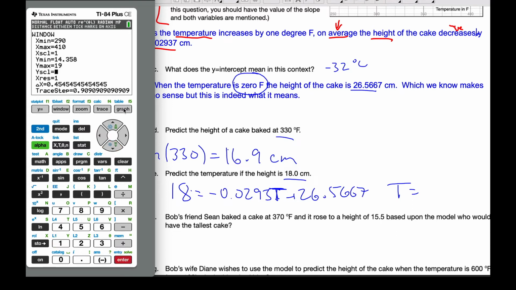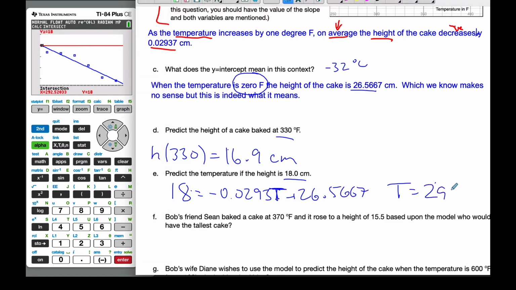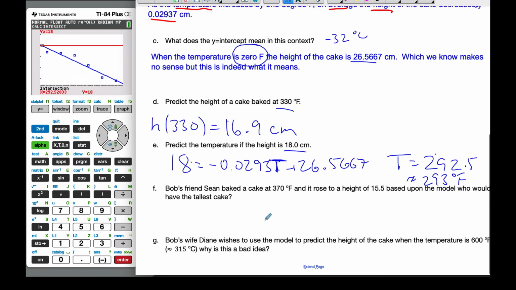Now when I graph it, I'll see my line and I want to find the intersection of those two. I find the intersection and I get that the temperature should be 292.5, which is approximately 293 degrees Fahrenheit. And so we just use our line equation to calculate the values. Then Bob's friend Sean baked a cake at 370. It rose to 15.5. Based upon the model, who would have the tallest cake?